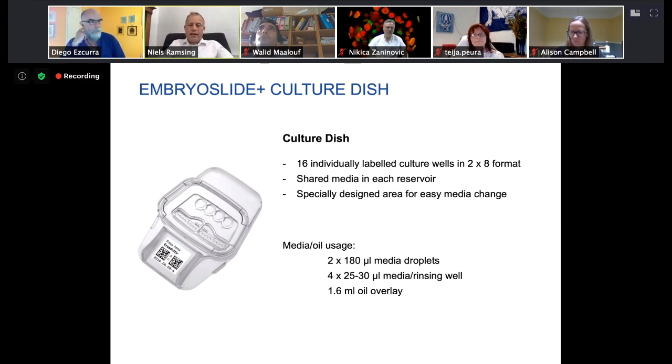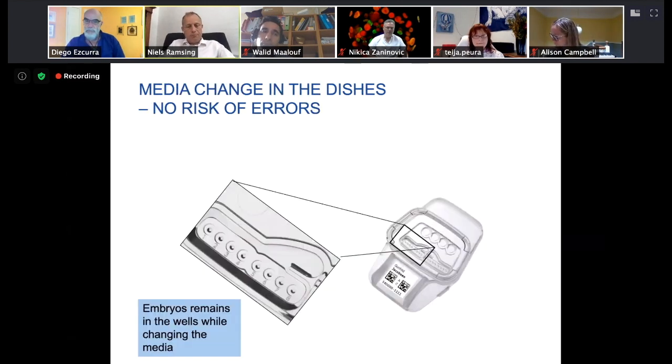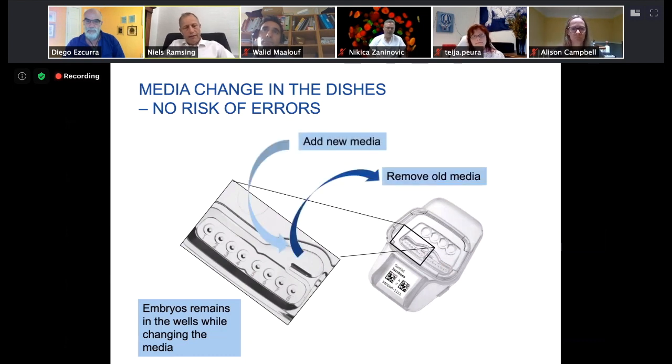It also has a shared media reservoir, and this is very important for media change because, as you can see, there's a little inlet where the media can be pipetted out if you want to remove old media, and where you can add new media. So this facilitates media handling.